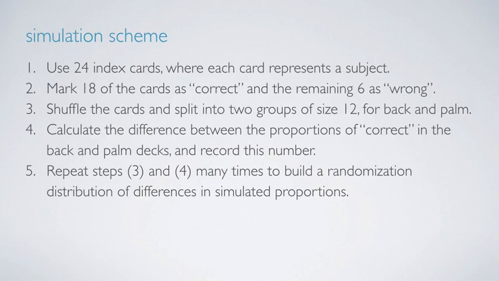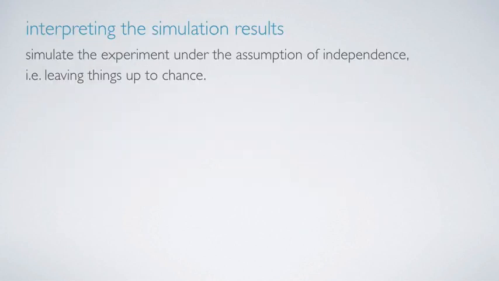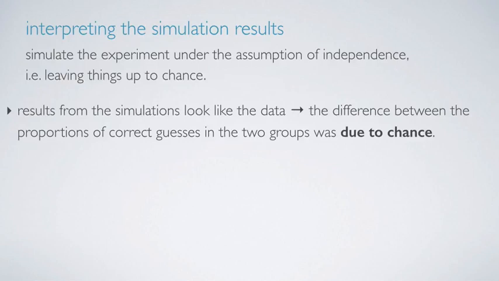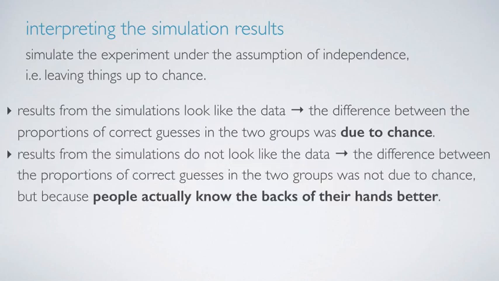Finally, we repeat steps 3 and 4 many times to build a randomization distribution of differences in simulated proportions. Remember, we simulate the experiment under the assumption of independence, or in other words, leaving things up to chance. If the results from the simulations look like the data, then the difference between the proportions of correct guesses can be said to be due to chance. If, on the other hand, results from the simulation do not look like the data, the difference between the proportions of correct guesses in the two groups we can conclude was not due to chance, but because people actually know the backs of their hands better.